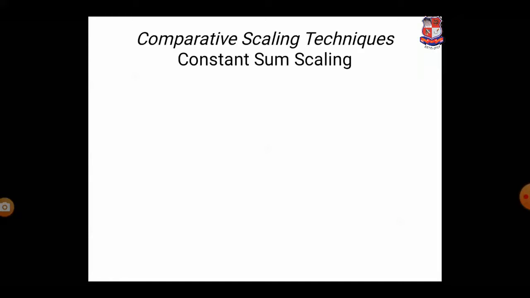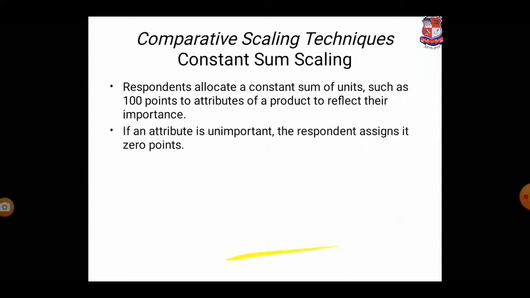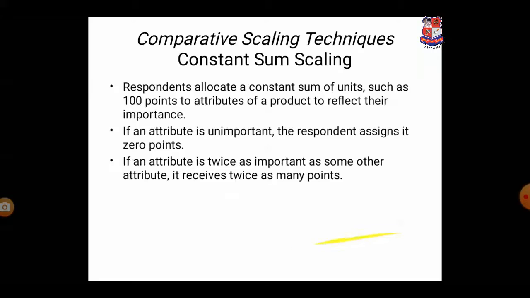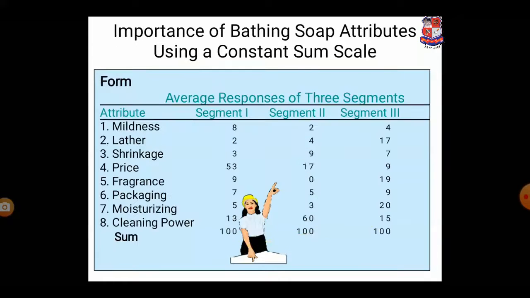Next we are going to discuss the constant sum scale. Again, the name itself explains the meaning. Constant sum. Constant means your sum, your total should remain constant. Your total should remain the same. If we talk about an example of the constant sum scale, here is the importance of bathing soap attributes using the constant sum scale.